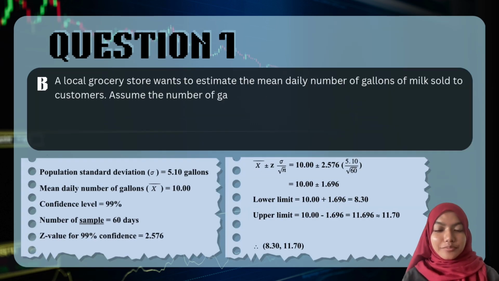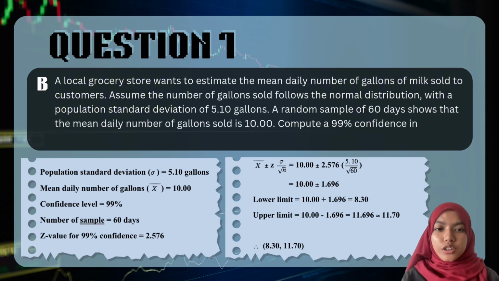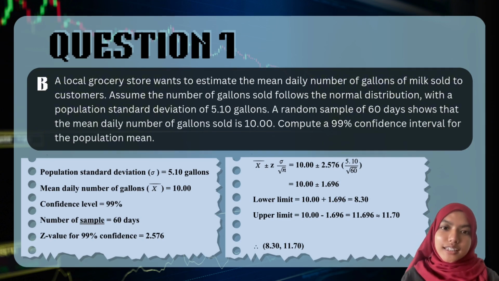So the next question. A grocery store wants to know the average number of gallons of milk it sells daily. It is known that the sales follow a normal distribution and the population standard deviation is 5.10 gallons. A sample of 60 days shows the average daily sale is 10 gallons. The store wants to calculate a 99% confidence interval for the true mean.